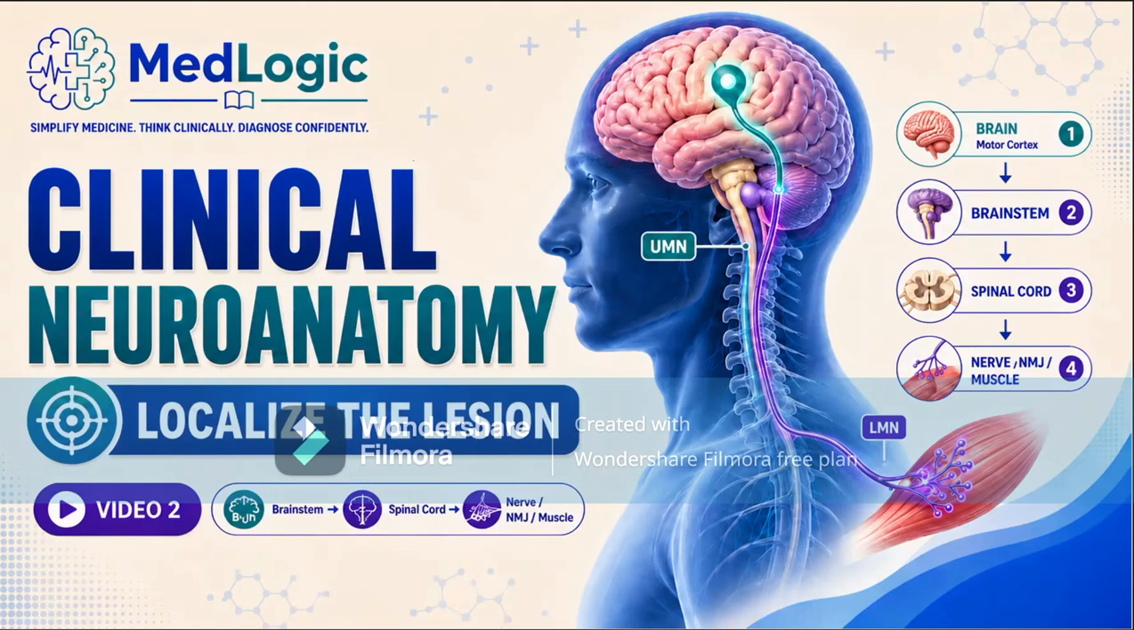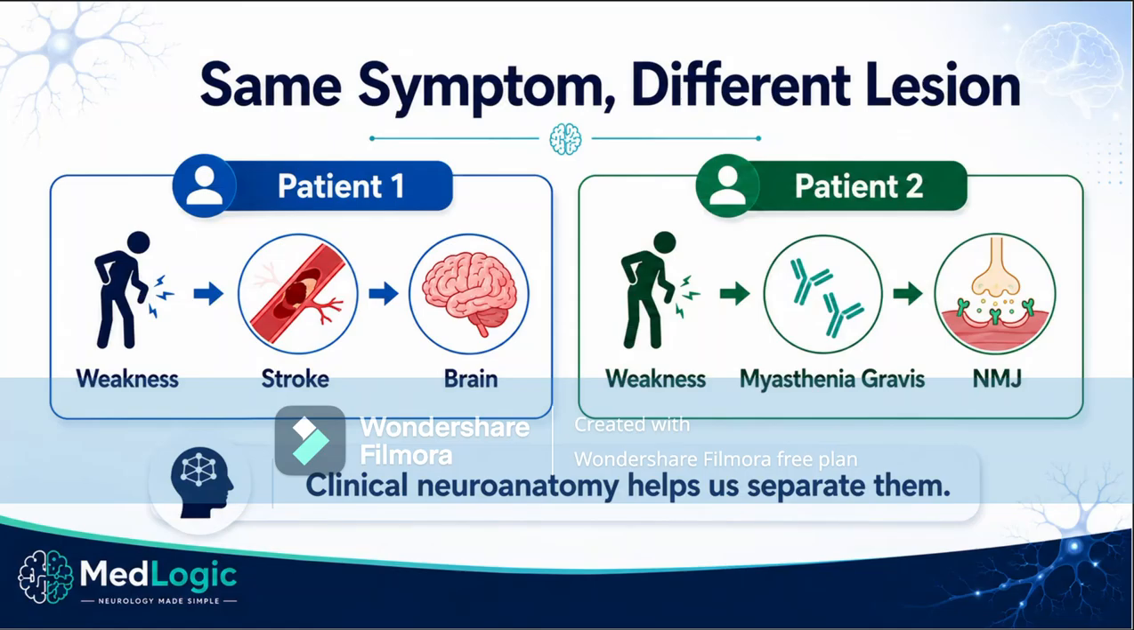Two patients come with the same complaint, weakness. One has a stroke, and the other has Myasthenia gravis. Same symptom, but the problem is not at the same site. In one patient, the lesion is in the brain. In the other, the problem is at the neuromuscular junction. That is why clinical neuroanatomy is so important.